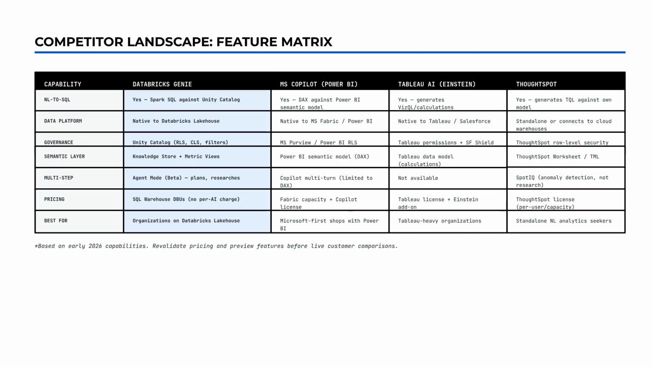As of early 2026, Genie generates real Spark SQL directly against your Unity Catalog. No connectors, no data copies. Competitors generate their own languages: DAX for Copilot, VizQL for Tableau, or TQL for ThoughtSpot. On governance, Genie inherits the full power of Unity Catalog, row-level security, column masks, everything enforced natively.